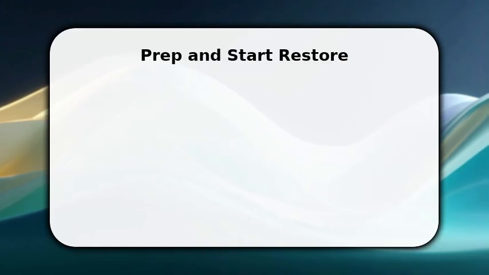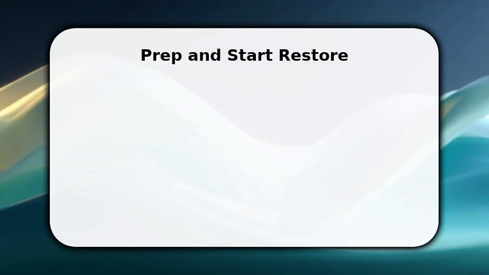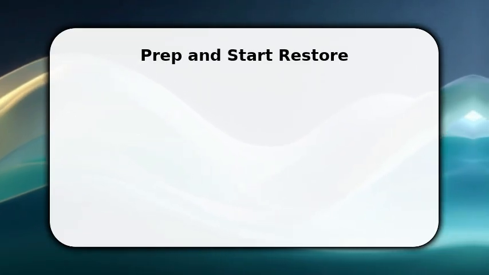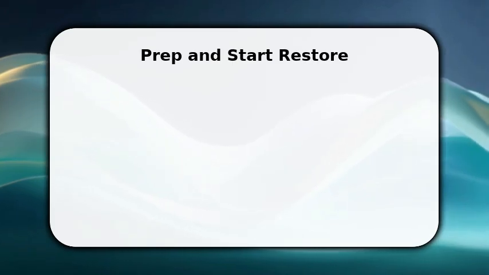You begin by verifying backups and ensuring power. This avoids mid-process failures. Once done, connect to Wi-Fi and sign into the same Google account used for backup so the system can locate files.